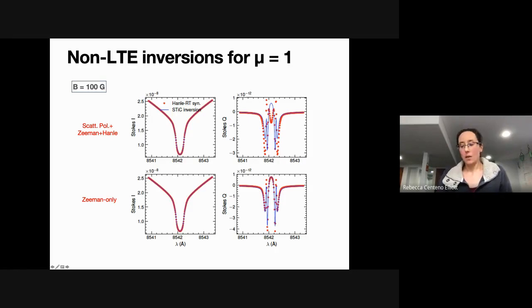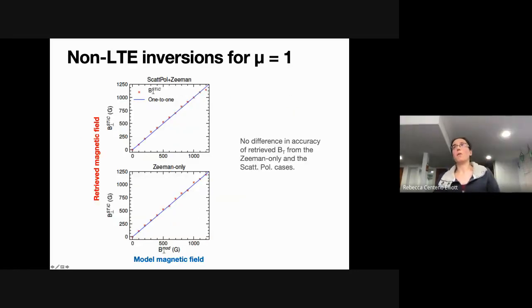Let's look at the results for the case of mu equals 1 in terms of what is the inferred magnetic field that STIC is able to obtain and how does that compare to the magnetic field in the model. And this is what I'm showing here. On the y-axis, the inferences from the inversion code. On the x-axis, the magnetic field in the model. At the top, you have the case of the full calculation. And at the bottom, you have the Zeeman-only calculation.